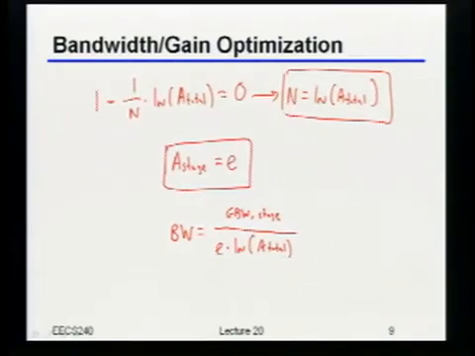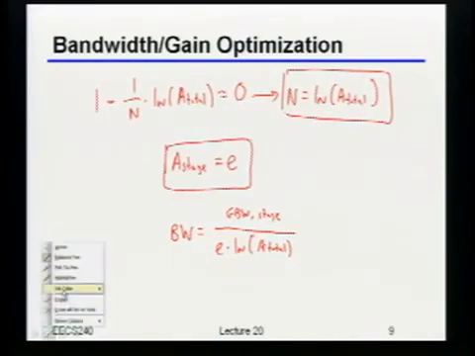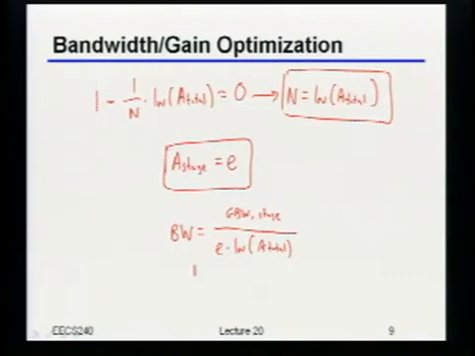Okay? Because notice this right here, that really is just basically the number of stages. That natural log of the total gain, that's just the number of stages. E, that's just the gain of each one of my stages. In other words, the bandwidth of one stage is gain bandwidth divided by E. I have n equal to the natural log of A total. That's where I came up with this.